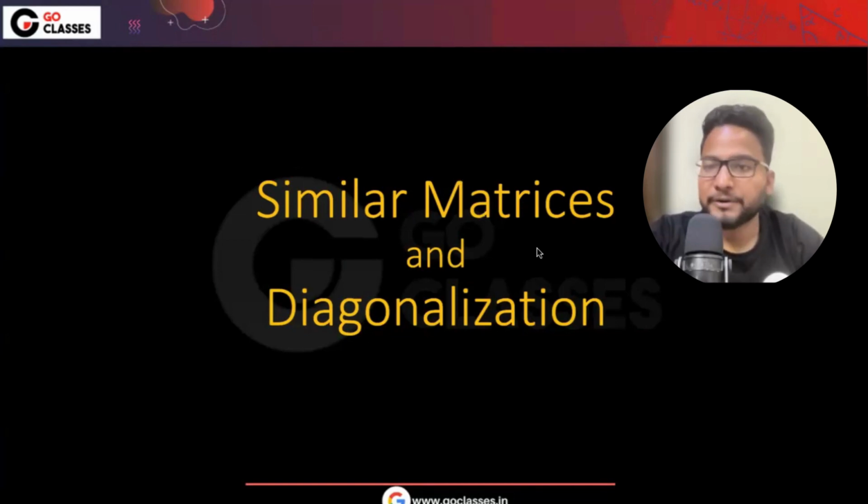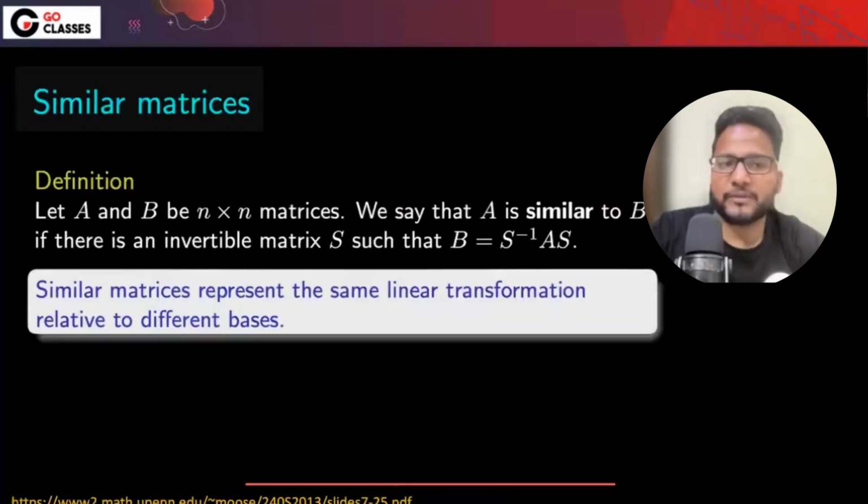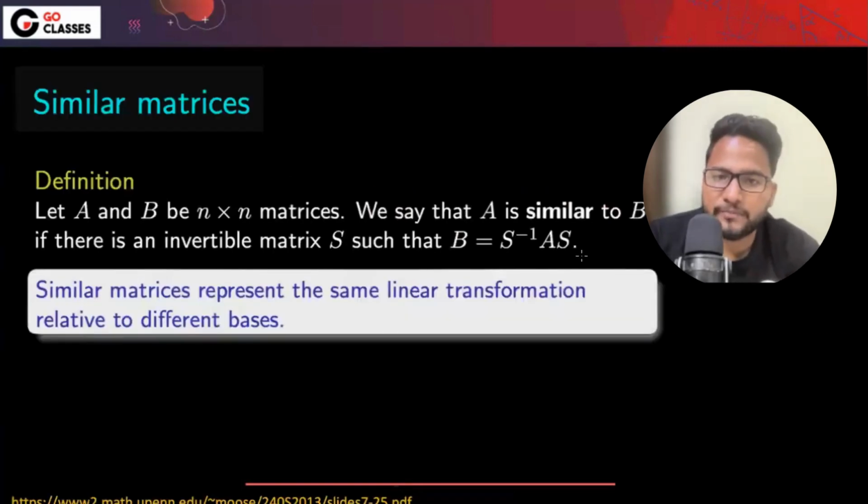So let's get started. Today we are going to see a new topic, which is similar matrices, followed by diagonalization. This is a small topic, but it is very much necessary. It is interesting at the same time. So let's see what similar matrices are.